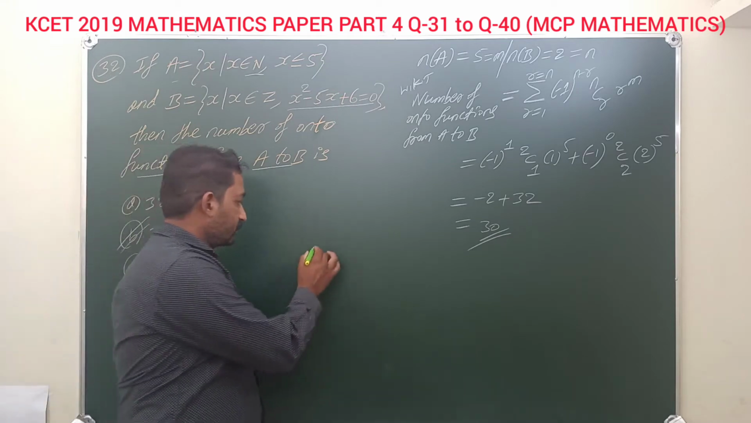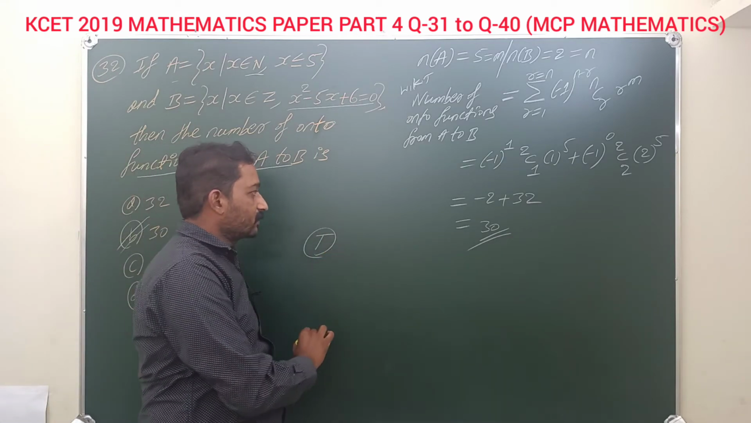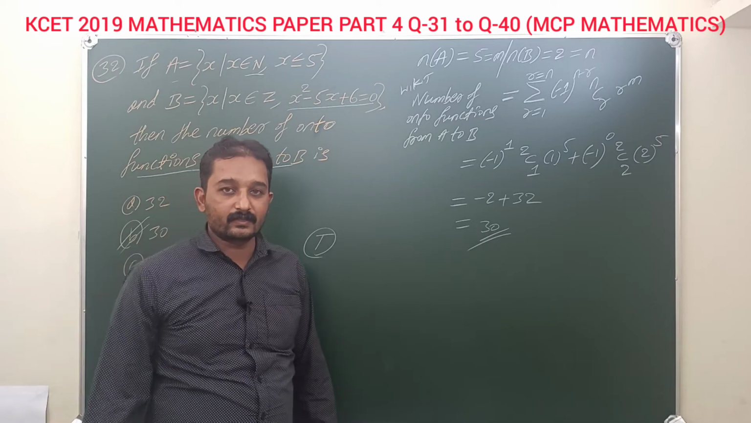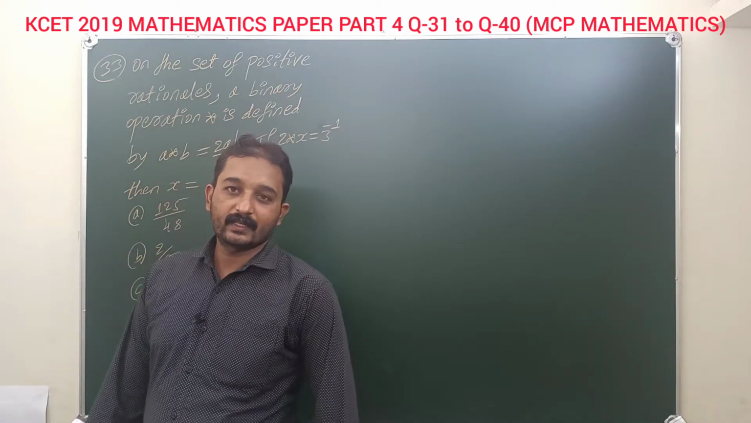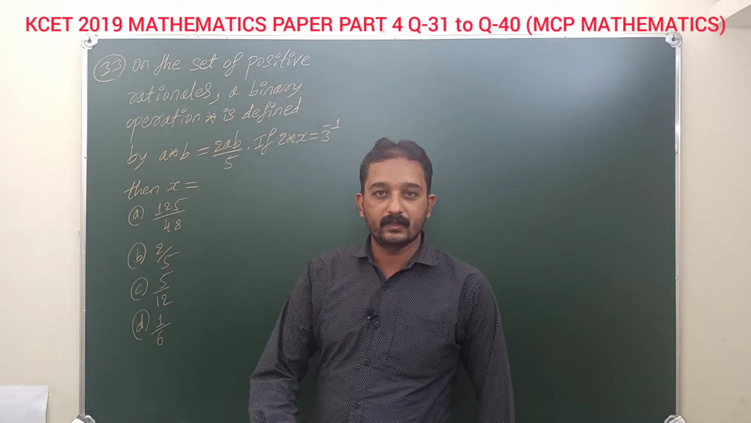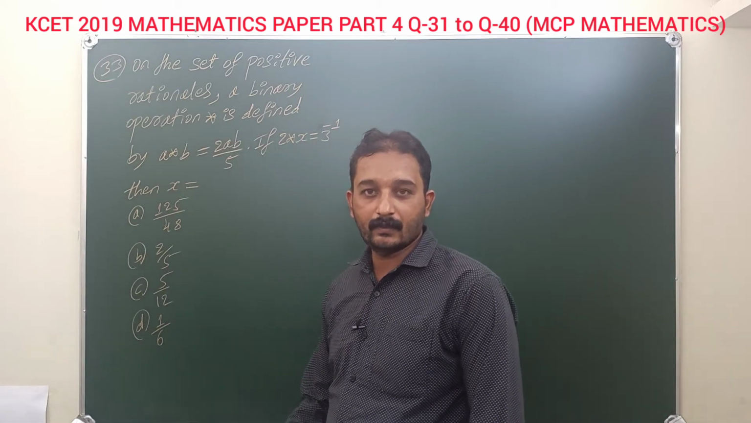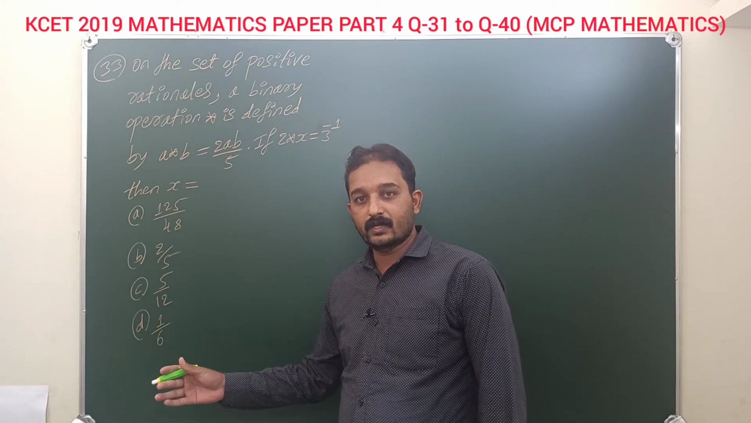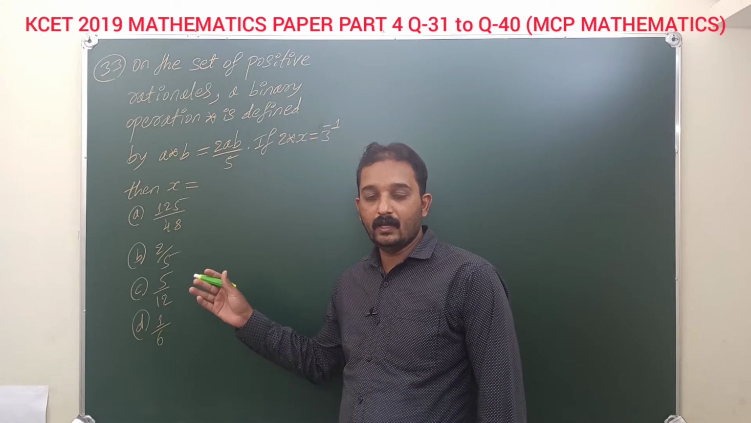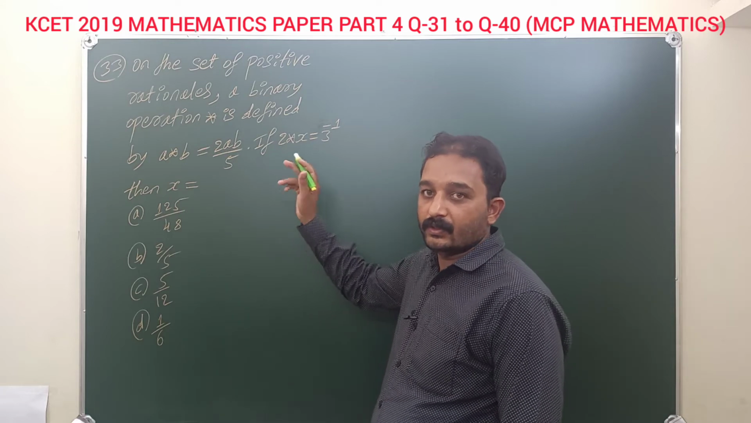This is the toughest problem. Very few students attempt this question easily. Now let us move on to question number 33. Once again, this question is based on the chapter relation function, particularly binary operation. Usually they ask 5 or 6 questions on this chapter in the KCET exam. Let us take the third question in this case.